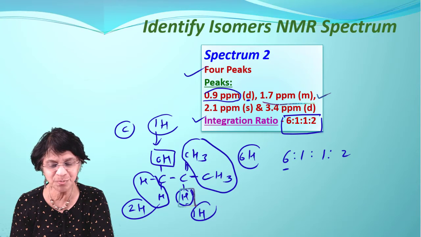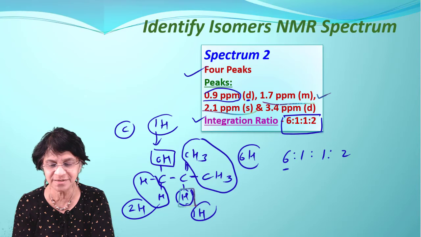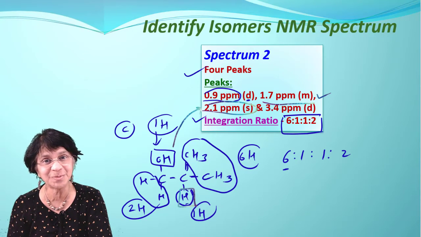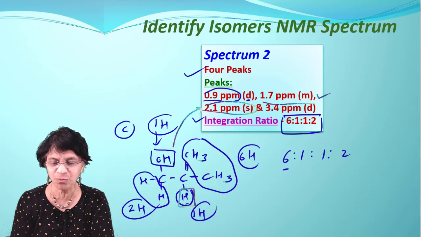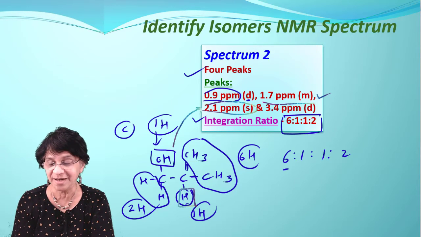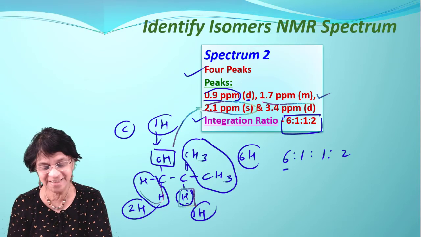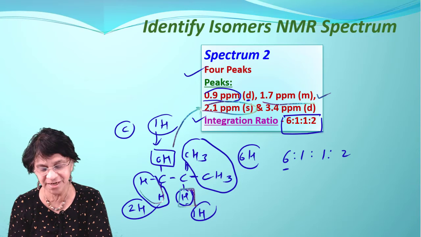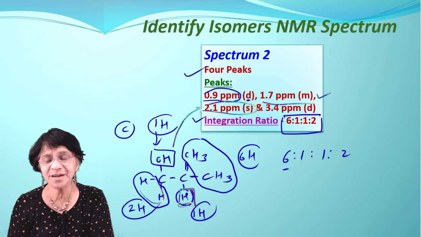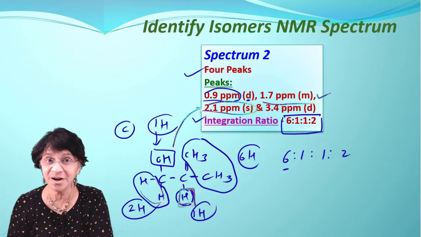Then at 2.1 ppm we are going to get a singlet. That has to be because of the OH group. And then at 3.4 ppm we get a doublet. So what's the doublet going to be? The doublet will be because of these 2 hydrogen atoms, and they will be coupling with the next hydrogen atom there. So that concludes that we got the right structure there.